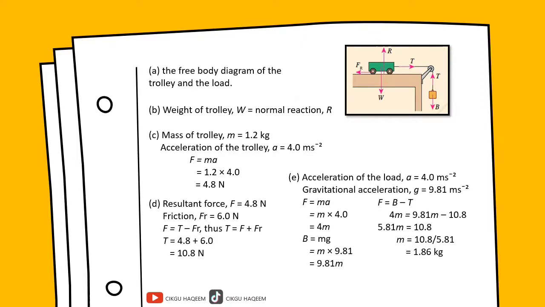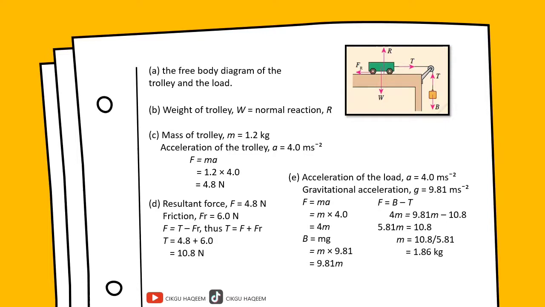Because the trolley is moving in a horizontal motion to the right with the tension of the string, and the frictional force is facing to the left in the opposite direction. Okay, so the trolley moves horizontally, not vertically. So that's why the normal reaction and the weight are balanced and equal.